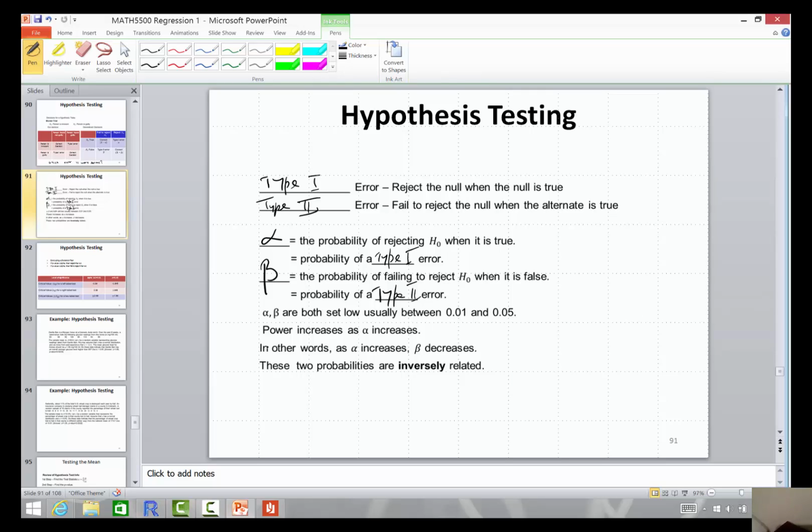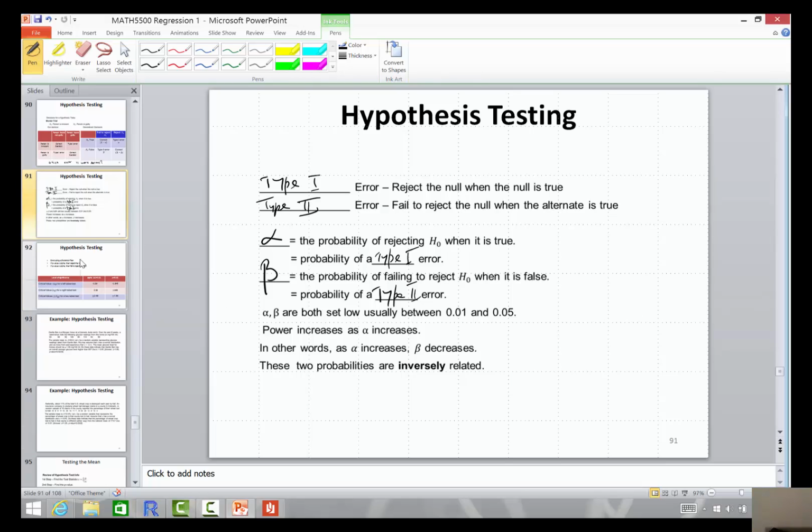Alpha as well as beta both are chosen very small, and the power of the test will come again in maybe the next lectures. The power of the test increases as alpha increases. In other words, when alpha increases, beta decreases. That means these two probabilities are inversely related. One increases, the other decreases. That is the main thing. We'll discuss more in the coming slides, mainly the p-value.